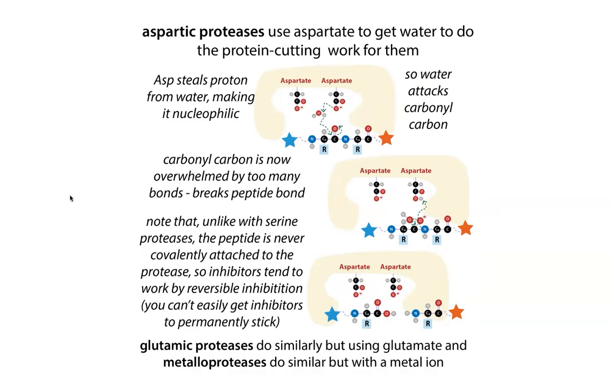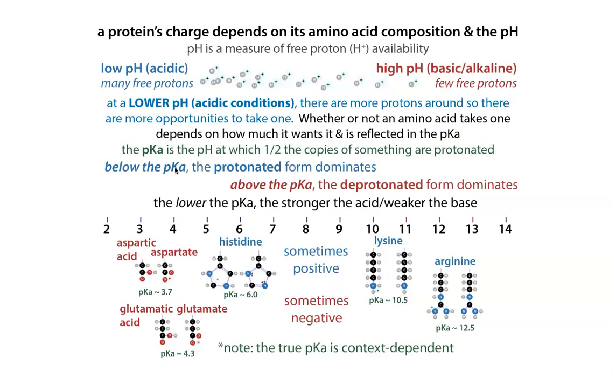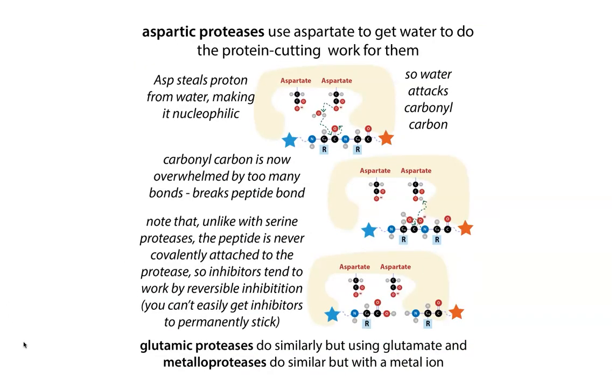So for example, let's take aspartate. If we look back at our chart, we see that aspartic acid has a pKa of around 3.7. So it would be very unlikely to be protonated on its own. But in the case of an aspartic protease, here we're talking about cutting a peptide. So here we have an example of a peptide that we want to cut into. An aspartic protease is able to do this by using an aspartate as a general acid and general base.